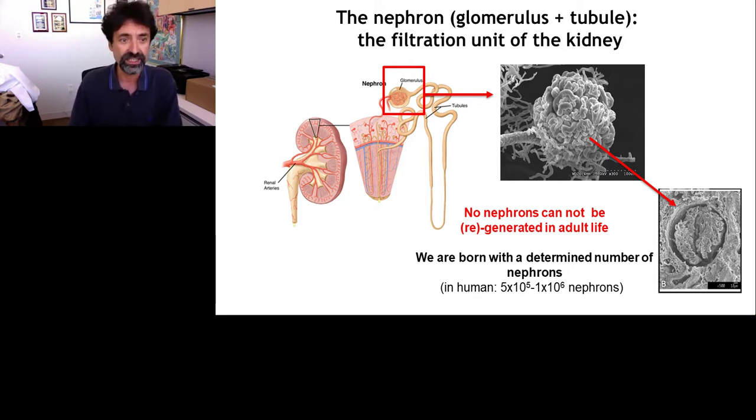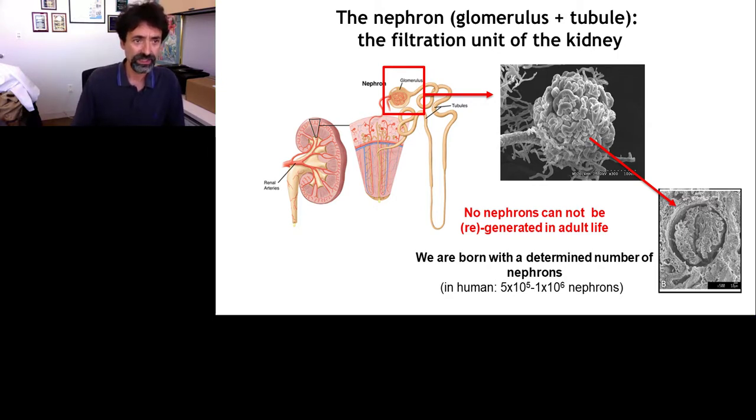And here is a picture at electron microscopy of one glomerulus. It's important to keep in mind that nephrons cannot be regenerated in adult life. So we are born with a determined number of nephrons, and these nephrons have to be preserved and kept functioning for the entire extent of our life.